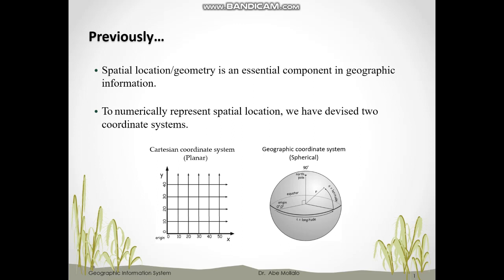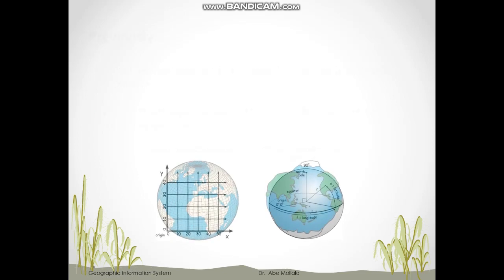But here we made two unrealistic assumptions. We assume that our Earth is either a plane in projected coordinate system or is a perfect sphere in geographic coordinate system. But this is not true in reality.